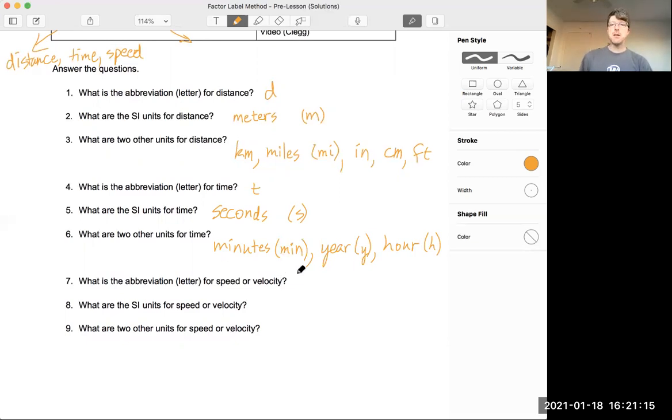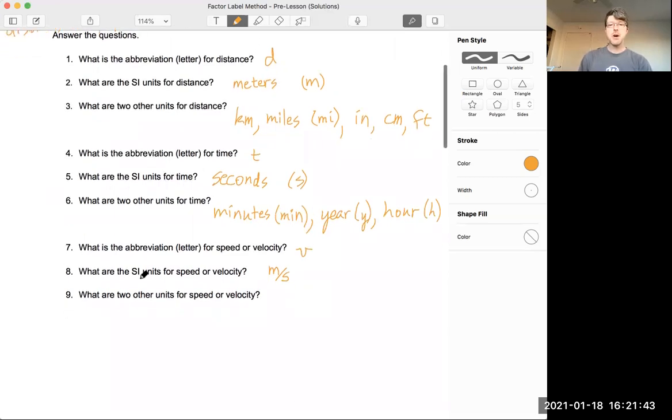And what about speed or velocity? We use a v for that. What are the SI units for speed and velocity? Well, check this out. Meters per second. So we use these base units as our base unit for speed or velocity, which is meters per second. So notice that that's meters, not miles, because meters is an m, miles is mi, and of course minutes isn't even a unit of distance, it's min.